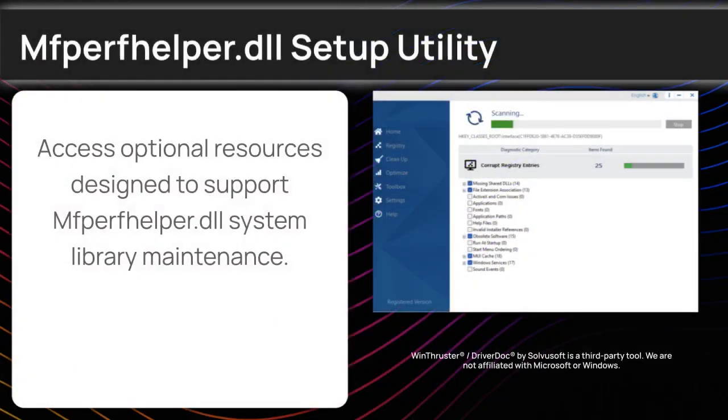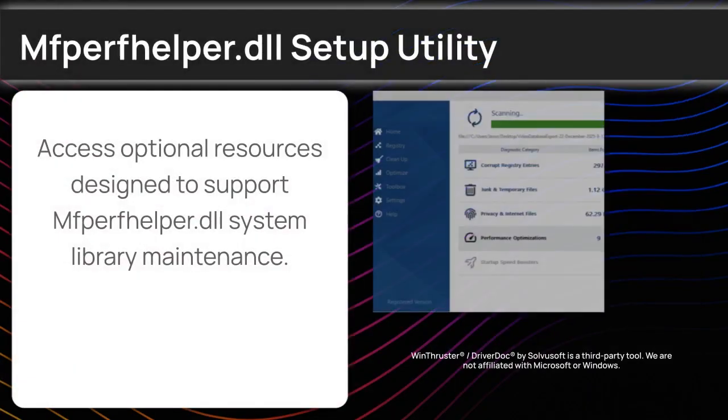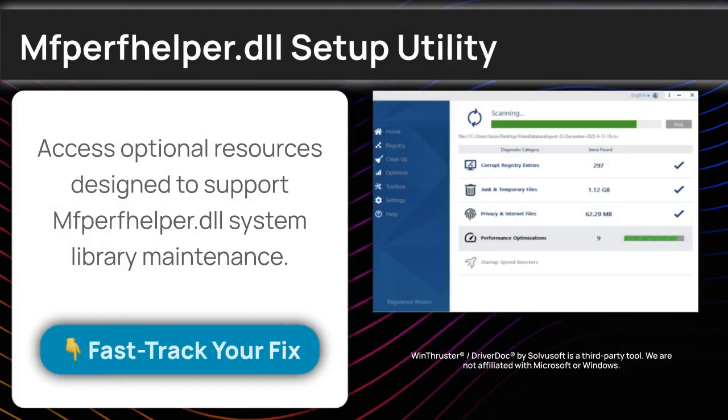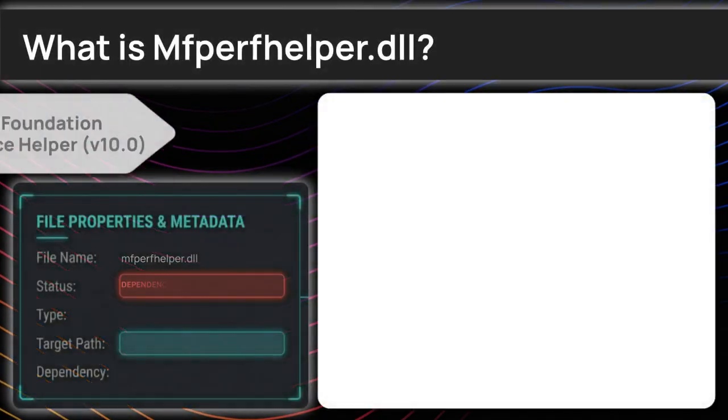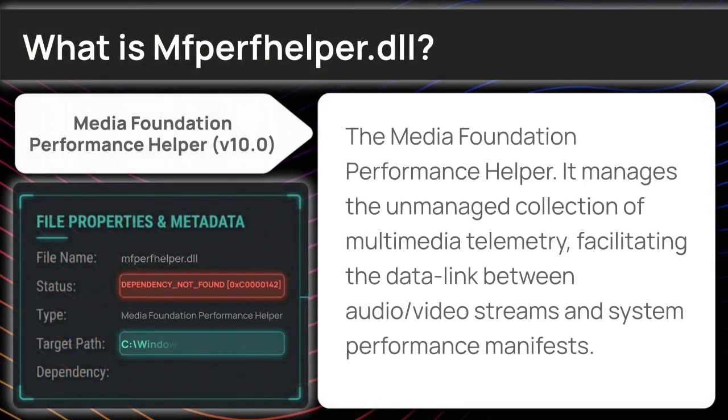As we prepare to resolve Media Foundation Performance Helper, consider using the diagnostic path below to ensure a stable environment for your libraries. This is the Media Foundation Performance Helper. It manages the unmanaged collection of multimedia telemetry, facilitating the data link between audio and video streams and system performance manifests. Now that you know how the file works, let's focus on the how and fix the issue.